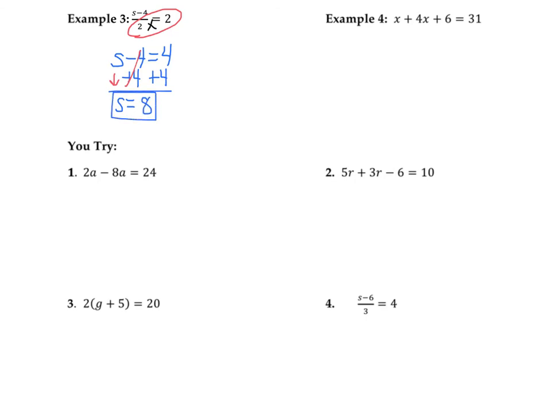So s equals 8. And remember, you can always check your work to see if this works. If we plug in 8 for s, if we substitute 8 for s, so we have 8 minus 4 divided by 2 equals 2. 8 minus 4 is 4. Divided by 2 equals 2. And does 4 divided by 2 equal 2?